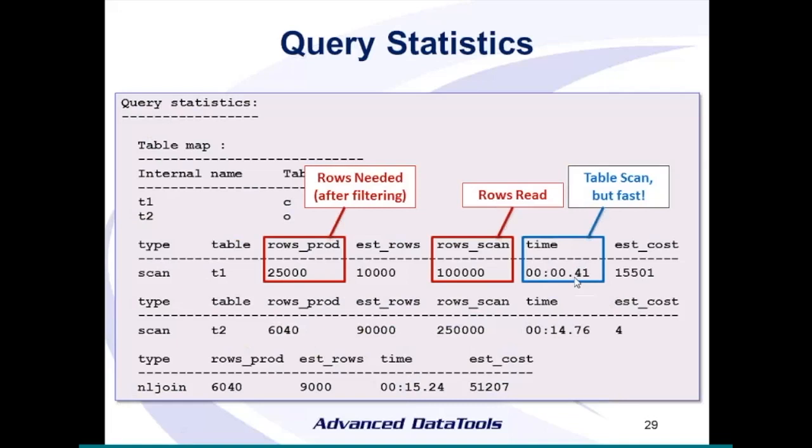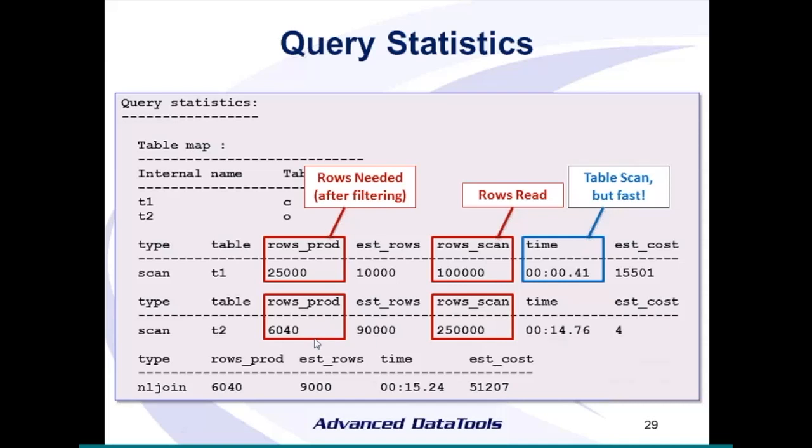So here's our read to the orders table. Here we're reading the 250,000 rows from the order table that matched the customer ID that was obtained from the first table. But we only needed 6,040. At the end of the day, after all the filters are applied, 6,000 records is what we needed. So that's a lot of reads for very few records that we actually need.